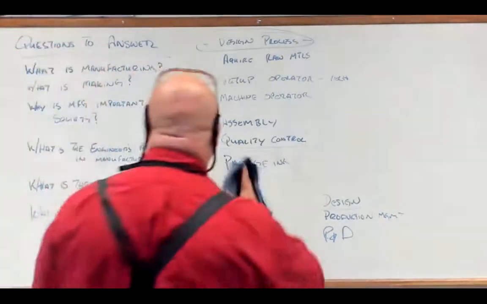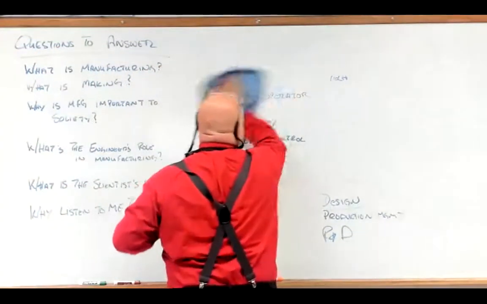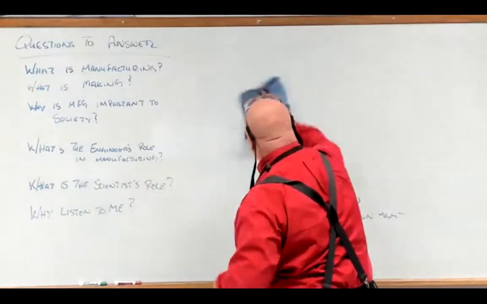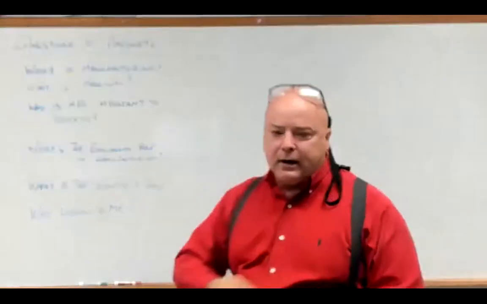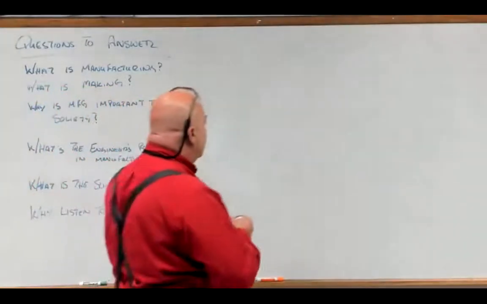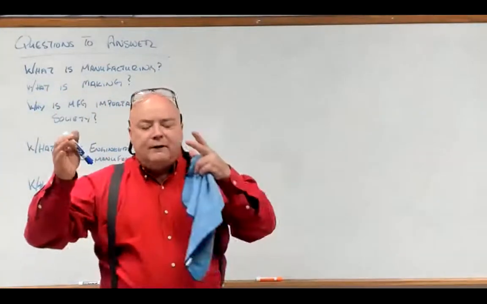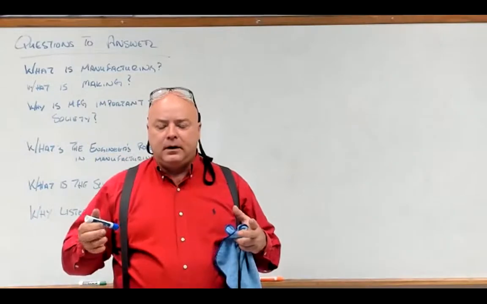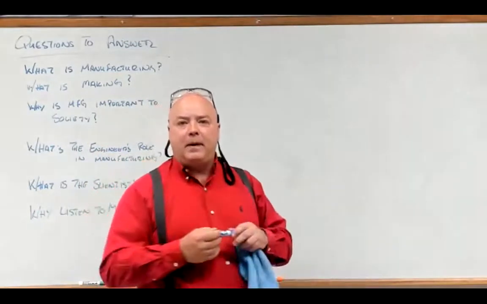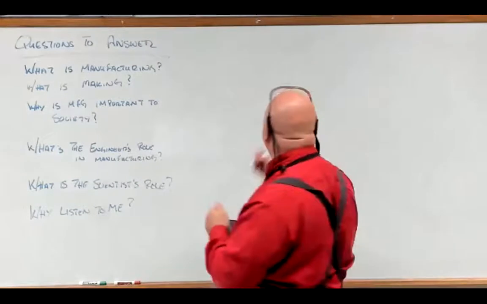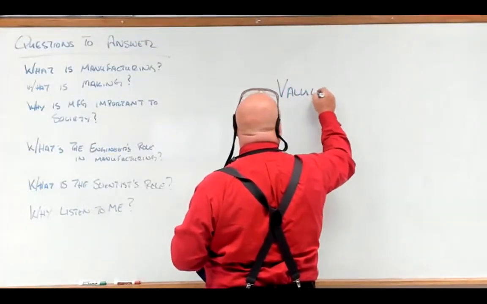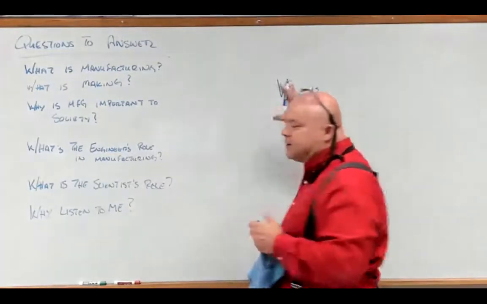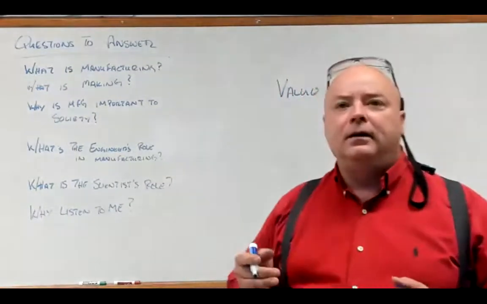So if manufacturing is about business, this is about operating a business that makes stuff that people want. We know they want it because they pay for it. We can consider value to be how much the customer is willing to pay for the thing that we made. So the value of our product is how much the customer is willing to pay for the thing we made.